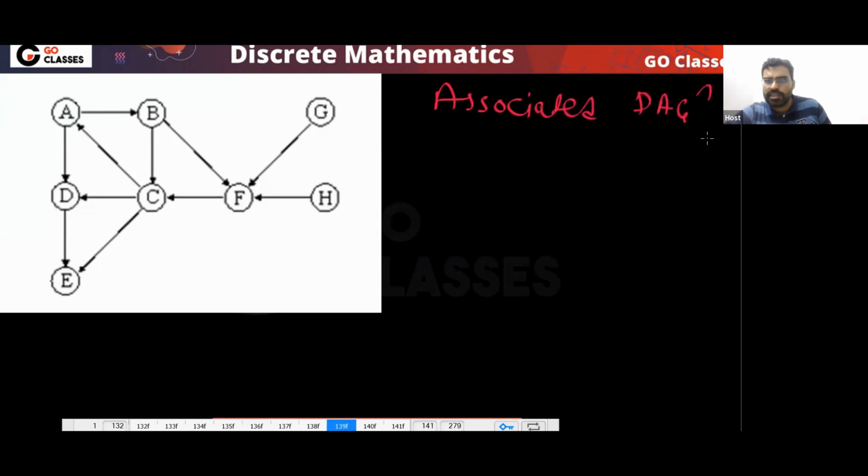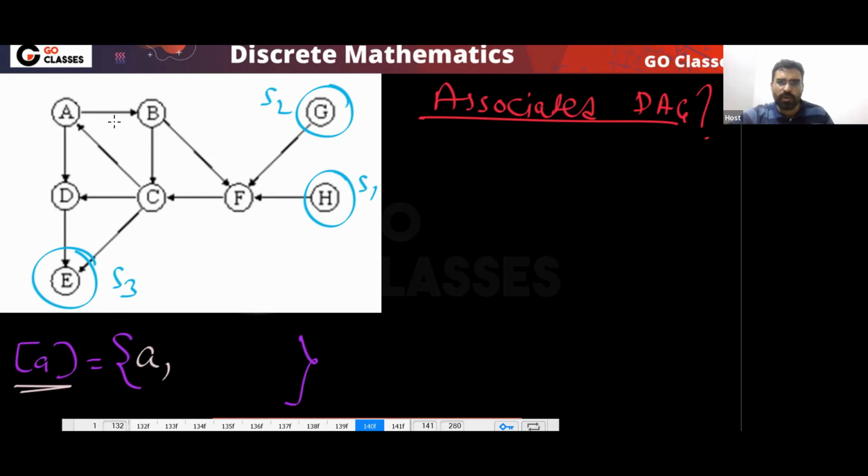Now, what is the associated DAG for this graph? Let's find out the strongly connected component of A. Always do it like this if you don't want to make a mistake. A will be there. B will be there, since from A to B we have an edge, and from B to A also. So B also will be there, and C also will be there.